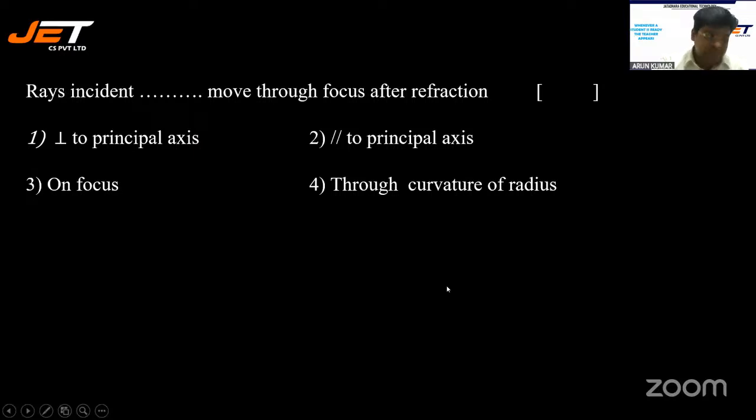All right. So look at this, students. We've got a question. Rays incident dash move through focus after refraction. Rays incident perpendicular to principal axis, parallel to principal axis, on focus through radius of curvature. Which of these options fits into the blank?